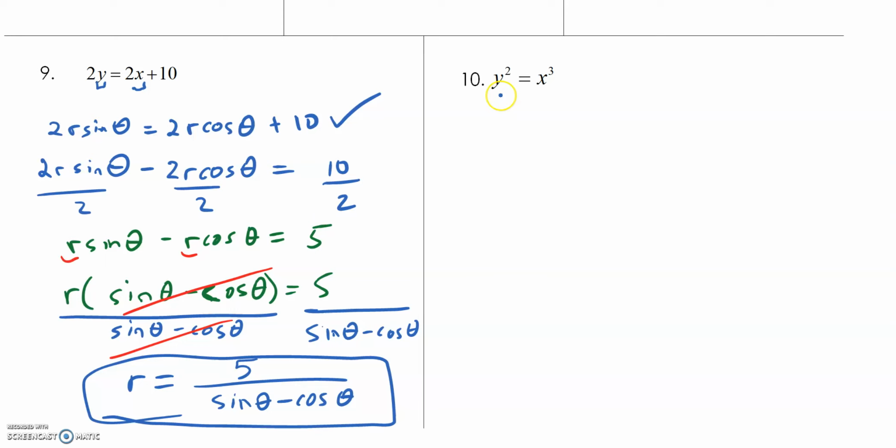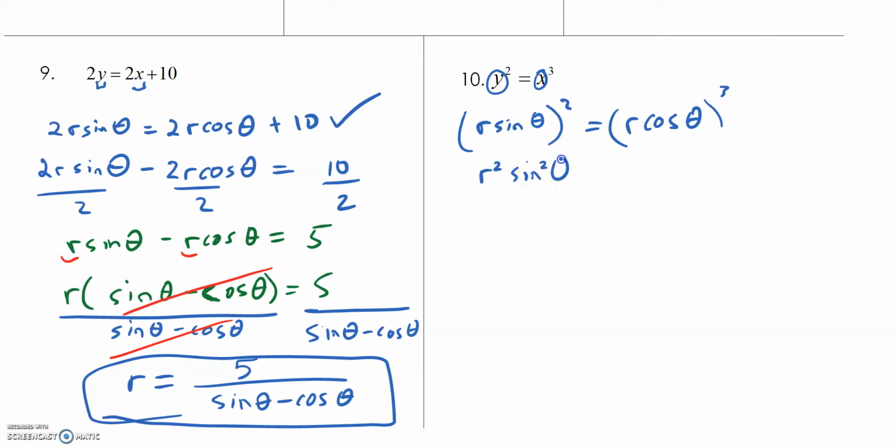No, it's not. But I see a y, I see an x. And I can rewrite that with direct substitution like the last two: r sine of theta squared equals r cosine of theta cubed, which is also the same thing as r squared sine squared of theta equals r squared cosine squared of theta. Oh, sorry, that's cubed. That's a cubed on the right hand side.